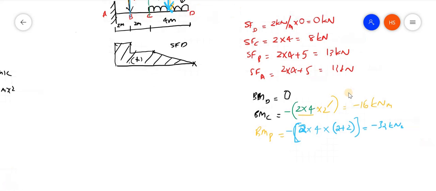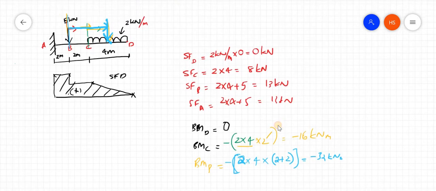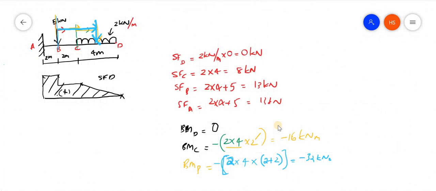Now again, the bending moment at A. That is the next thing. Bending moment at A means from this point we are considering to the right. So what are the loads? First one is 5 kilonewton. That is minus of 5 into the distance, the small distance. This is the distance, that is 2. 5 into 2. That we have obtained.